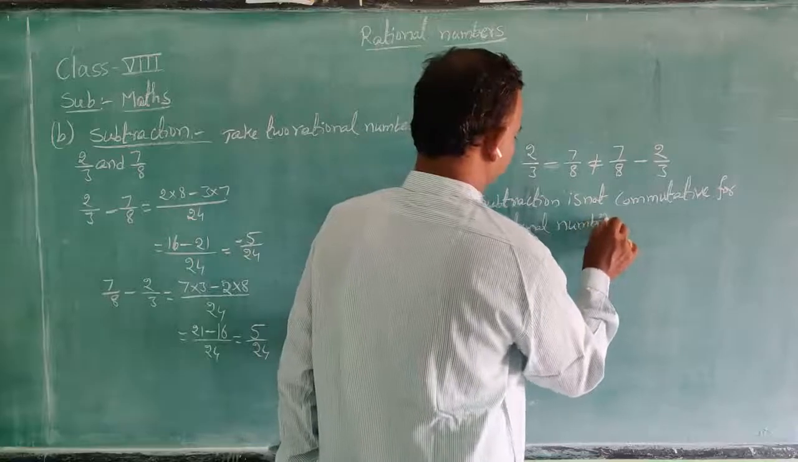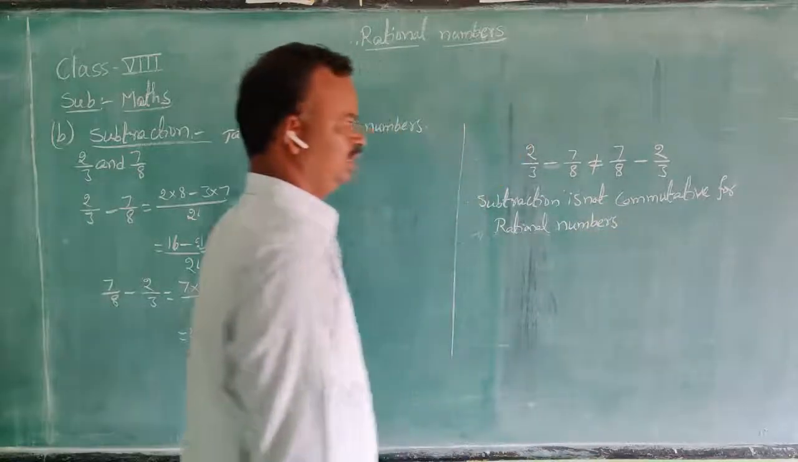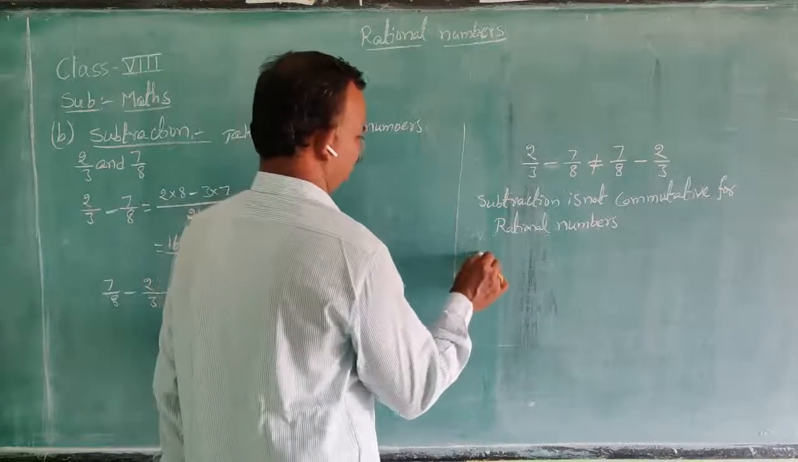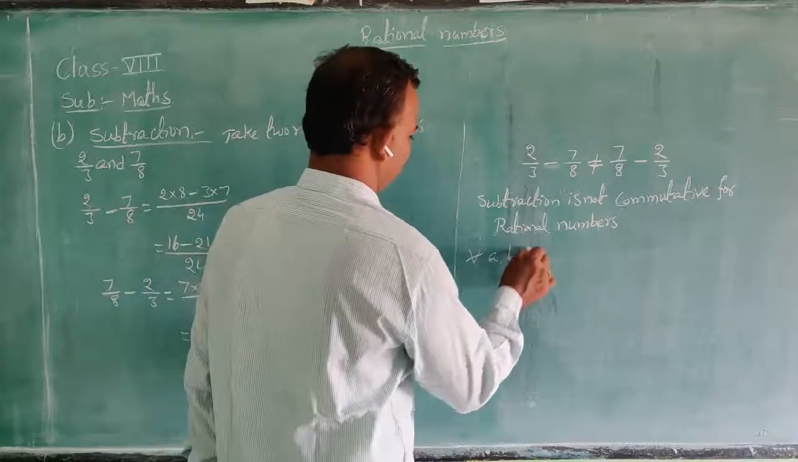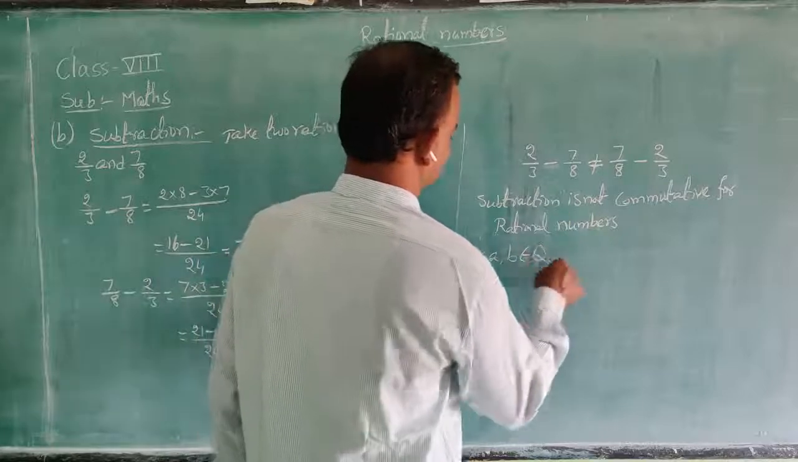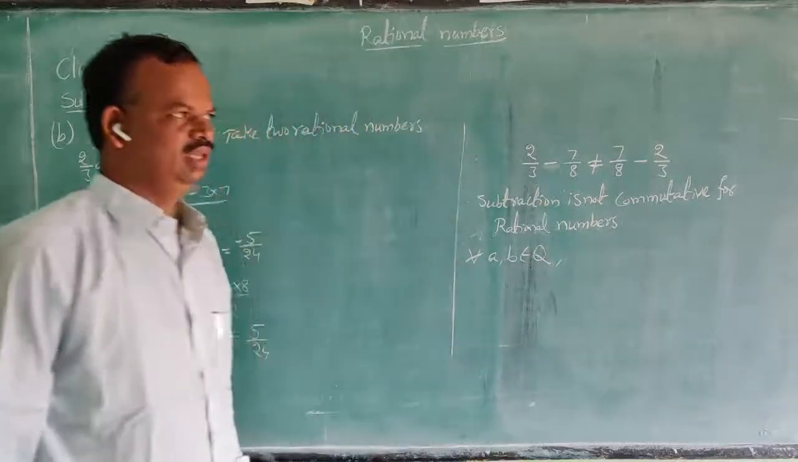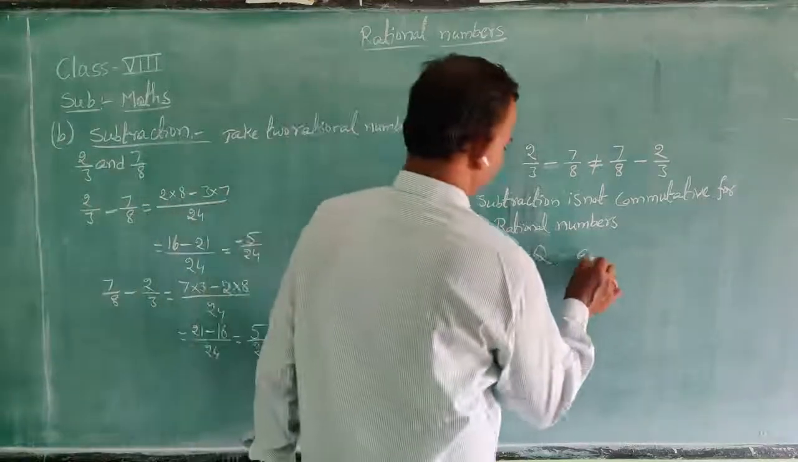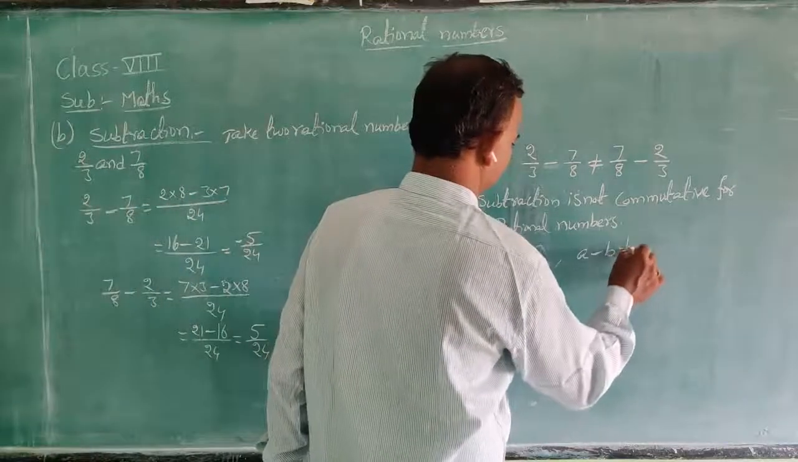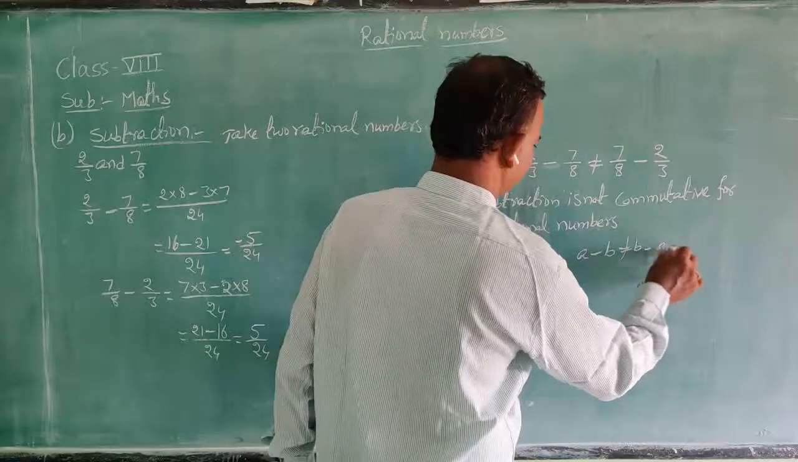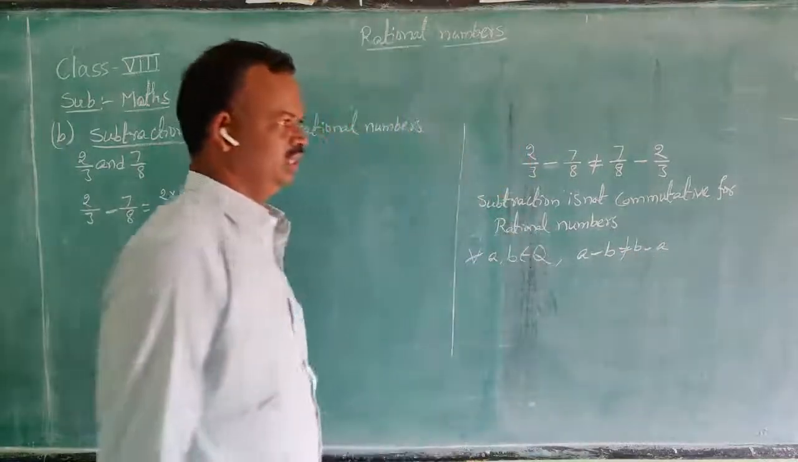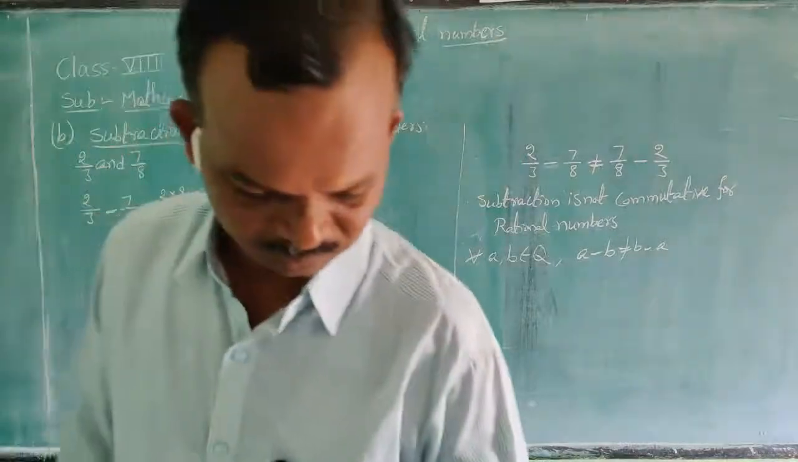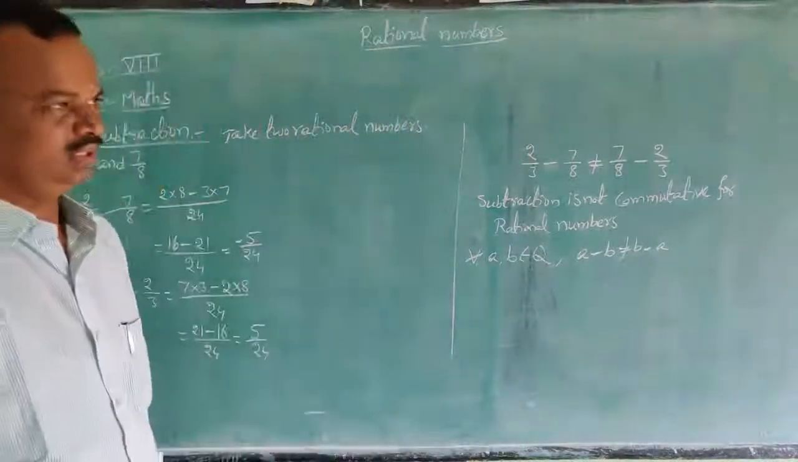In general, we say that for all a, b belongs to Q, a minus b is not equal to b minus a. Next one.